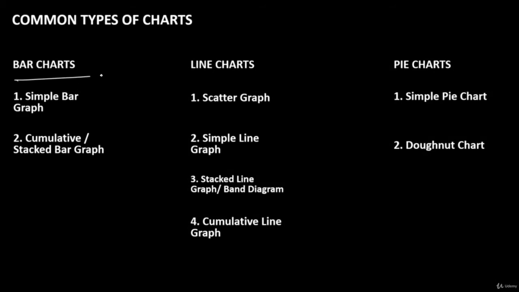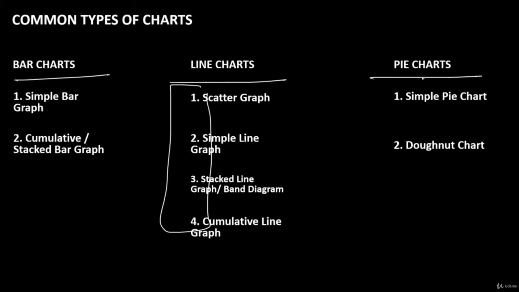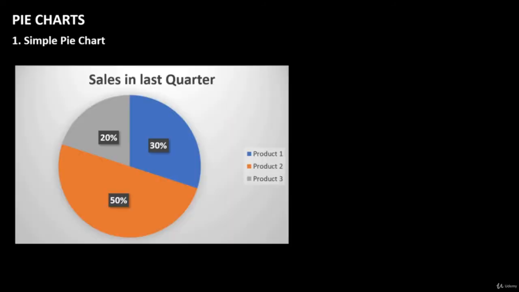So we have covered 2 types of bar charts and we have covered 4 types of line charts so far. Now let's get to 2 types of pie charts. The first one in the pie chart section is the simple pie chart. All right. So a simple pie chart, let's try to understand that by an example. So over here you have a pie chart. Now you can see that it's just a circle and you divide it into different regions.